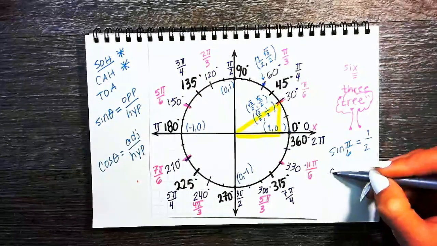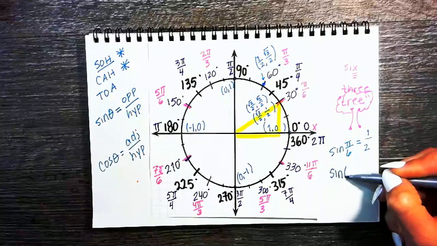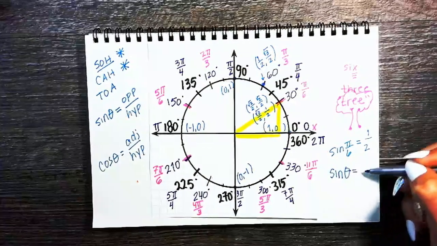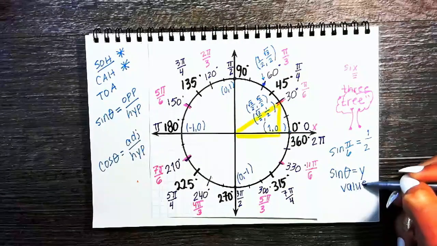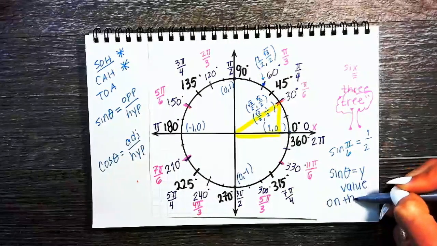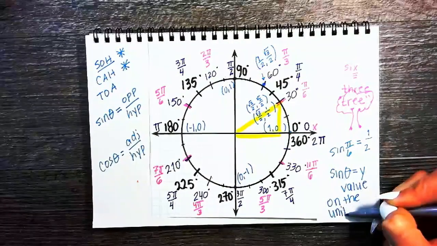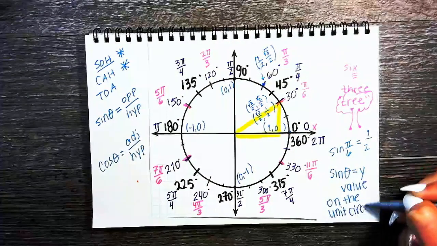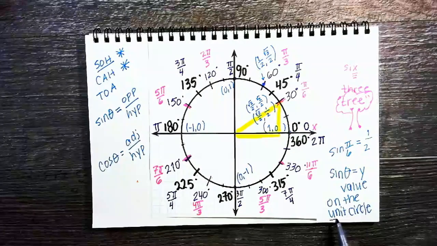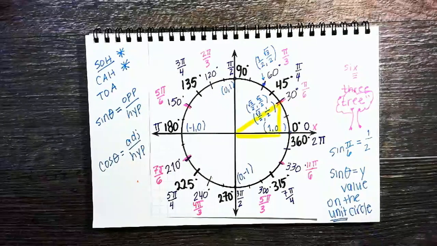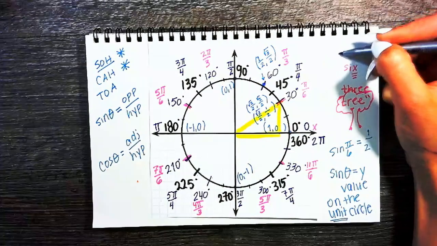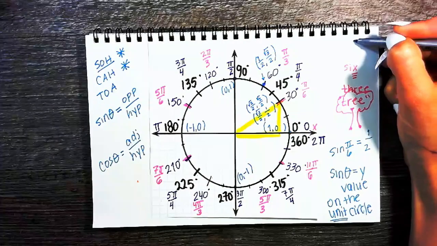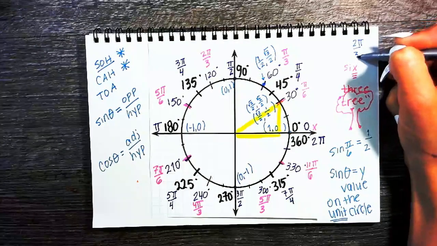So what you're going to do, to get the sine of an angle, you're going to give the y value on the unit circle. It's not on any circle, only the unit circle. Unit means 1 unit for the hypotenuse. So what if I asked you, what is the sine of negative 2 pi over 3?